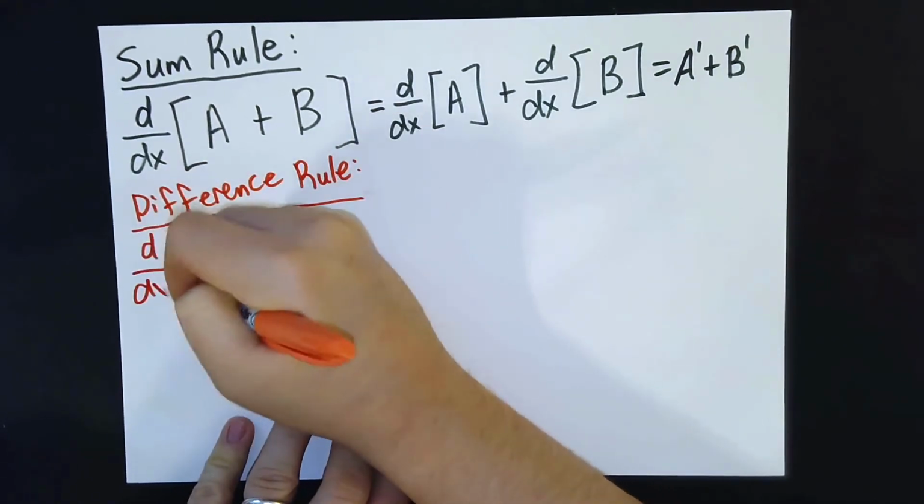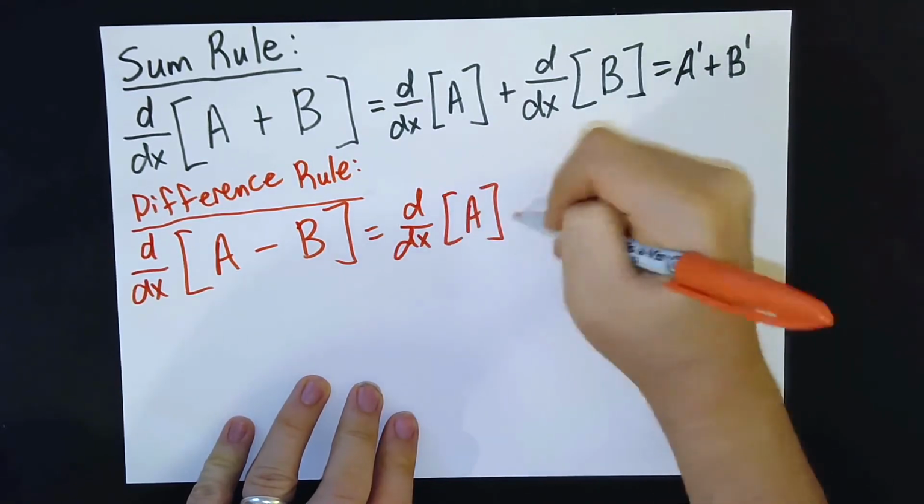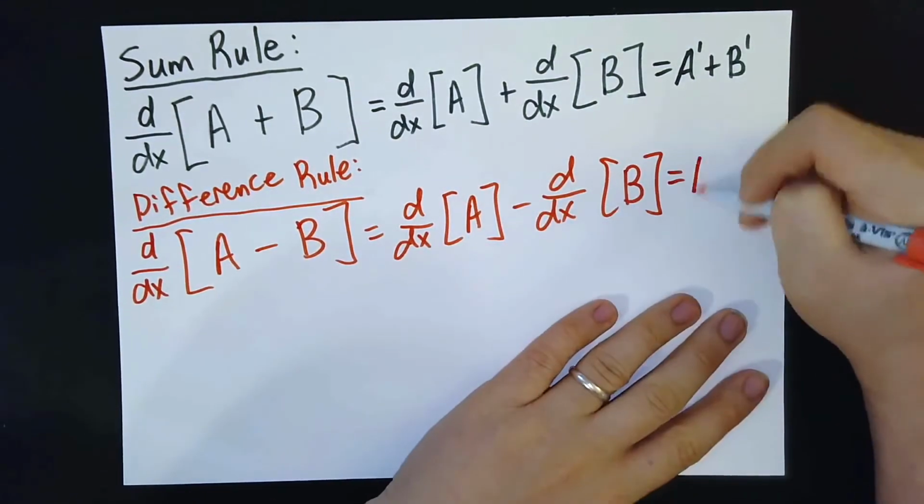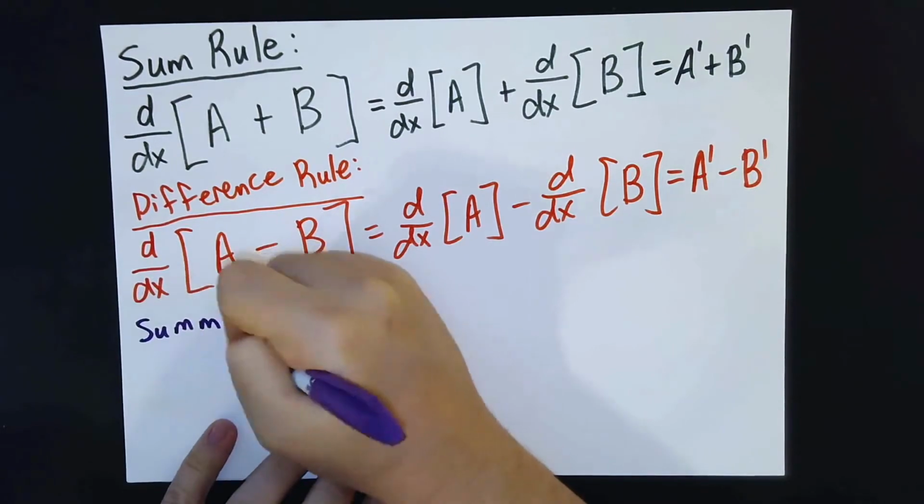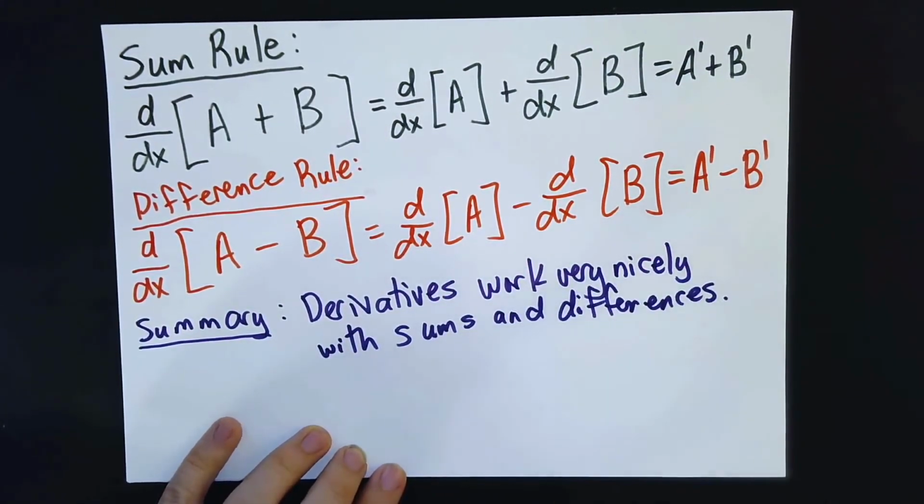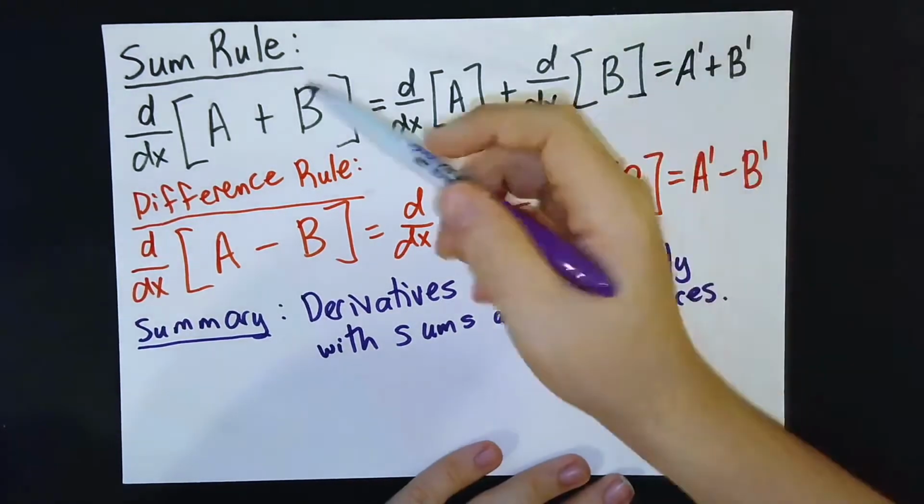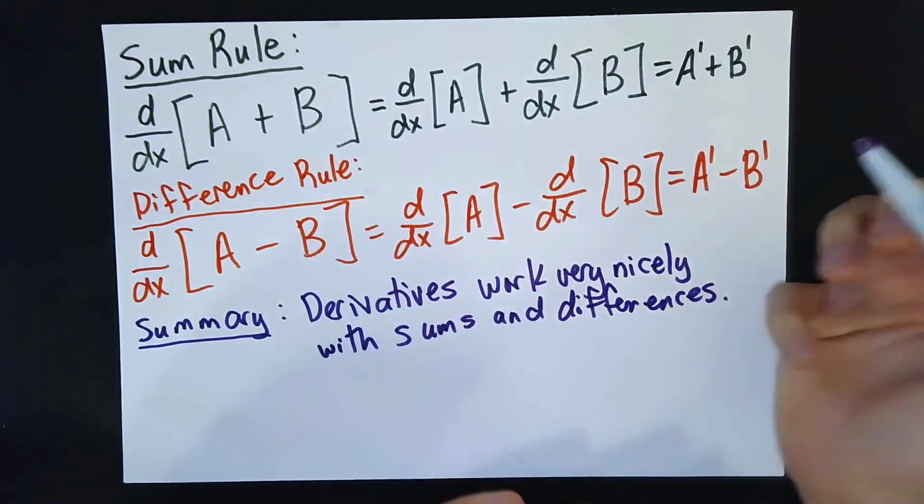I'll note right now, this works just as well with differences. So if I take the derivative of thing A minus thing B, then I get the derivative of thing A minus the derivative of thing B. So, in other words, derivatives work very nicely with sums and differences. Early warning, though, derivatives do not work nicely with products or quotients. And so we're going to have to talk about what happens when you have a derivative with products or quotients later. But for now, sums and differences, they work nicely.